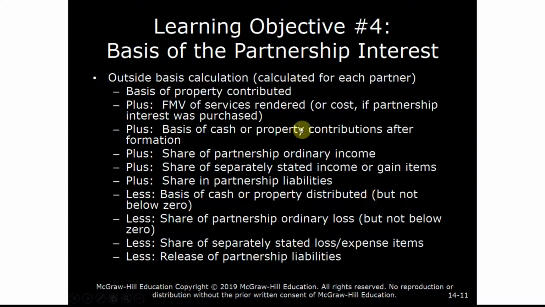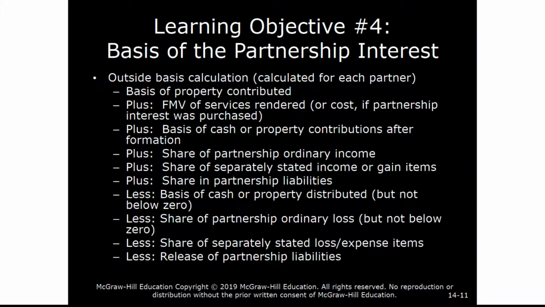So here's a calculation that expands on how bases are adjusted for partners. The outside basis, again, this is calculated for each partner, is first you start with what's contributed to the partnership. You'll add to that the fair market value of any services that are rendered, add any basis of cash or property contributions, add any share of the partnership ordinary income that was attributed to the partner. That increases the partner's basis, as do any separately stated items.